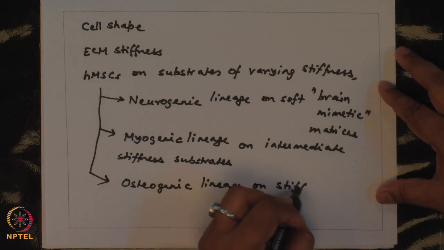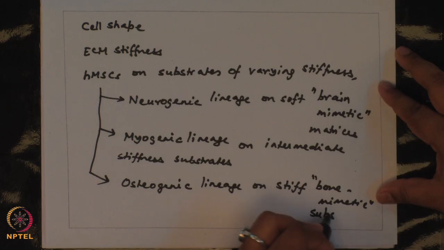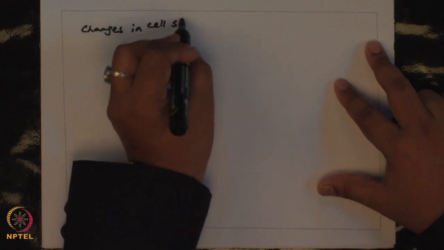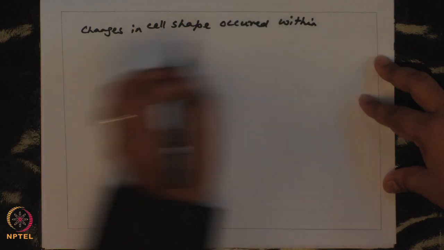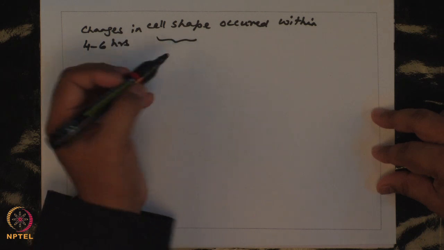On stiff bone mimetic substrates. In all these cases, if you recall, the change in cell shape occurred within 4 to 6 hours. So even though stiffness is the signal, this differentiation is happening through changes in cell shape. At earlier time points you have cell shape being programmed, and this cell shape imprints on the overall state of the cell and dictates either a neurogenic, myogenic or osteogenic fate.